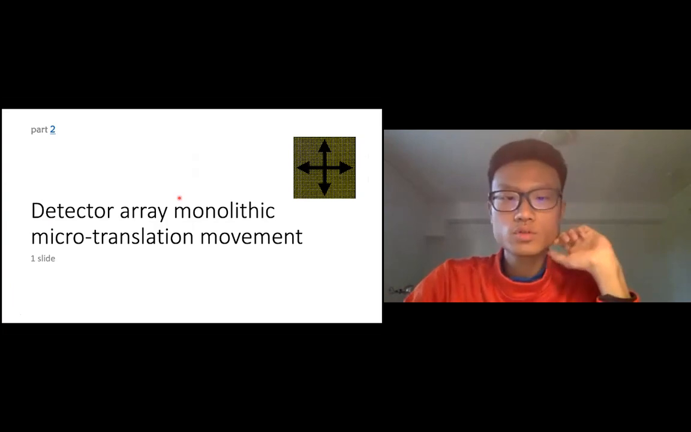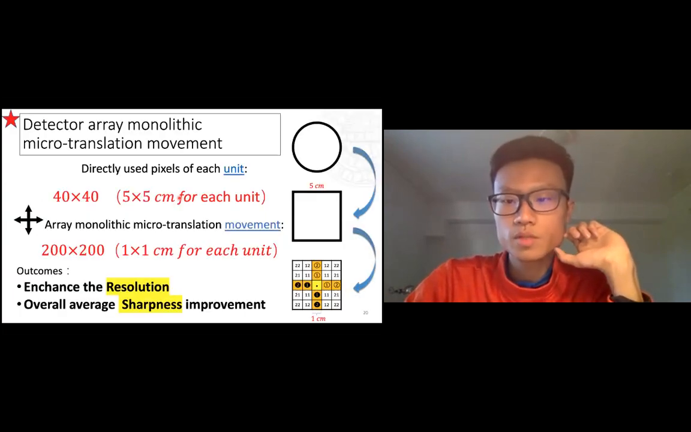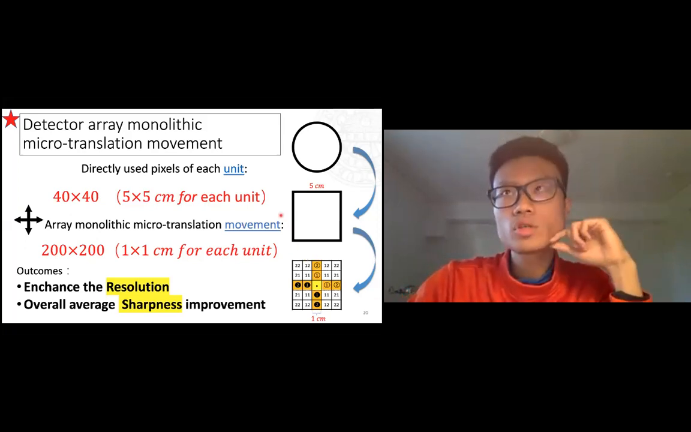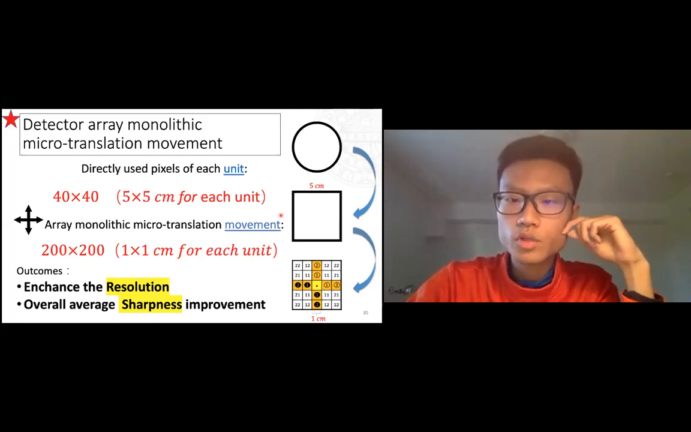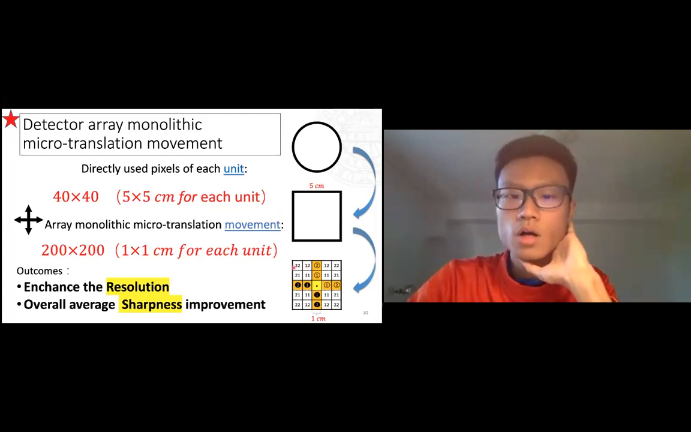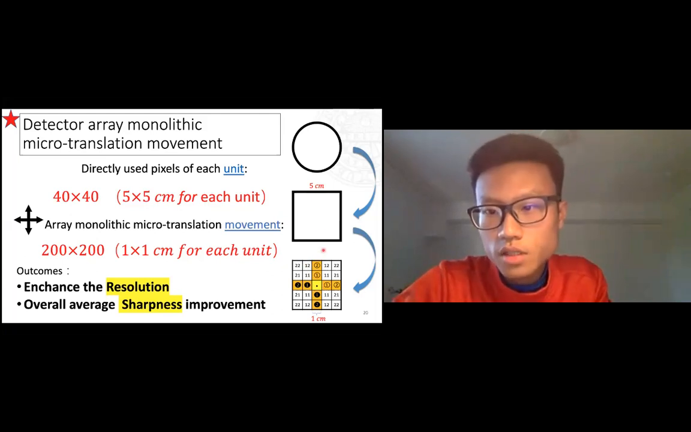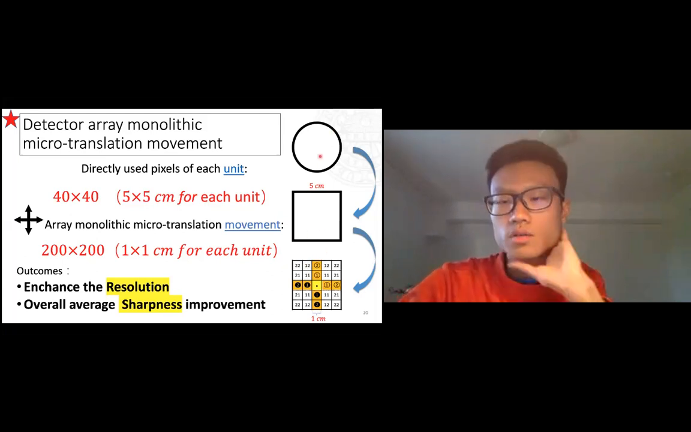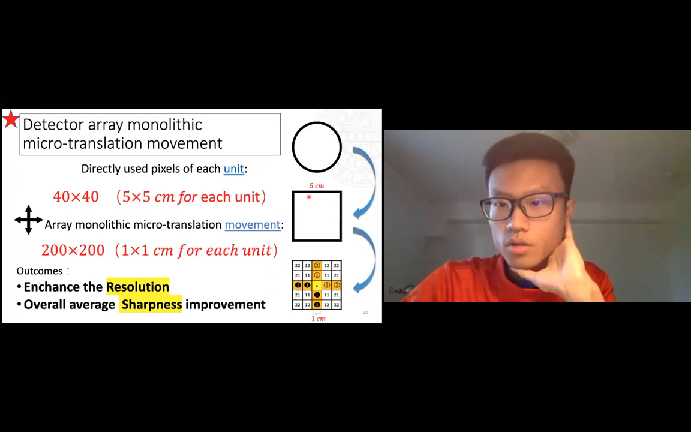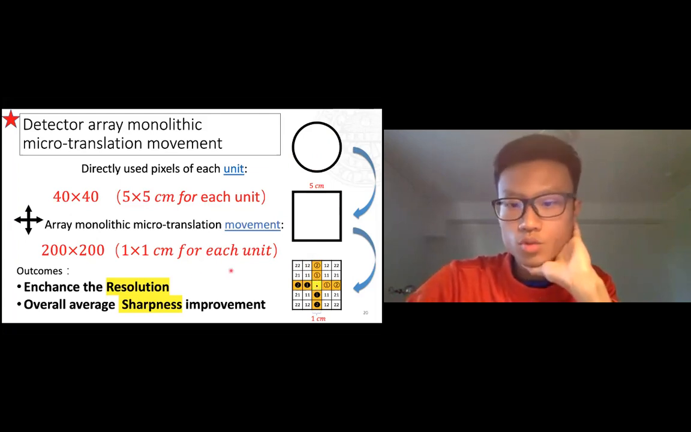And I first introduce the monolithic micro-translation movement, where the basic idea is, since we want to improve the resolution, instead of just making the pixel smaller, we just move it, translate it. Let's take an example of this. Originally it is a cylinder. In a 2D projection it would be a circle. And then in our imaging result, it would be a rectangle with 5 cm as 1 pixel. And now we just divide it into 1 cm per each translation movement.